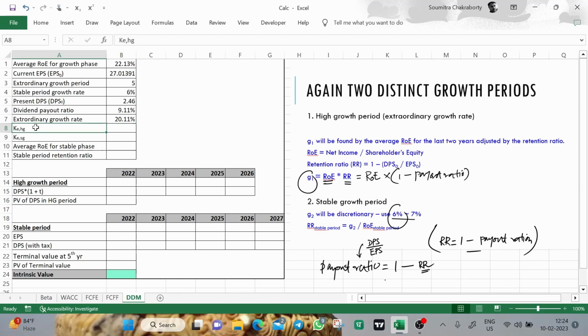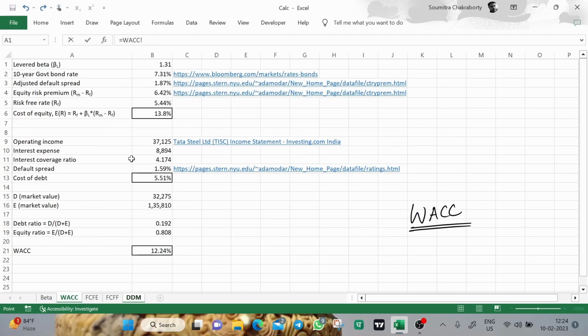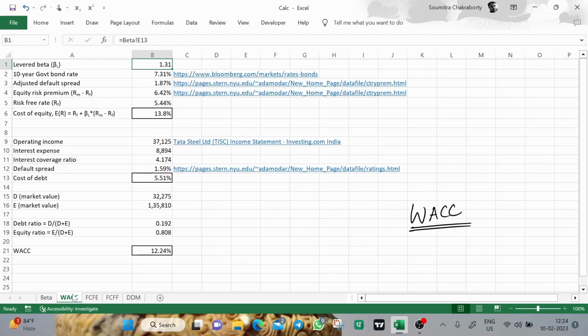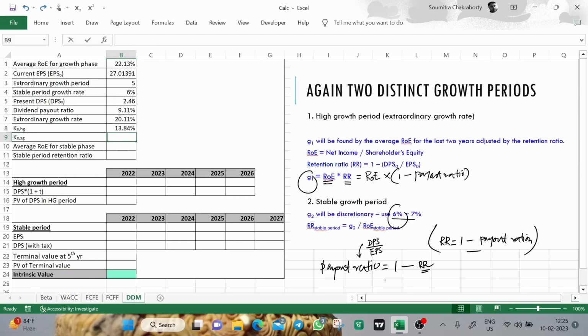So KEAG, what is KEAG? It is the cost of equity in the high growth period. So we do not need to calculate this. We have already computed this in the weighted average cost of capital worksheet, 13.8%. So we will take the same figure. And in FCFE, I have told you that the stable period cost of equity is going to be the same calculation, only the beta figure will be a little less. So it will be equal to 1 or 1.05, something like that. So we will take 1.05 beta and then note this value, 12.2%. So that will be our cost of equity in the stable growth period.